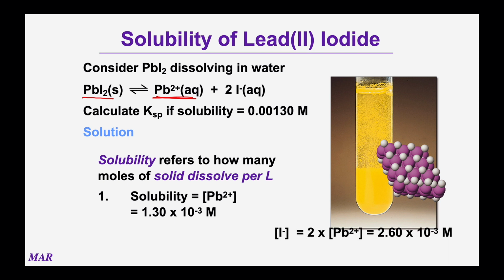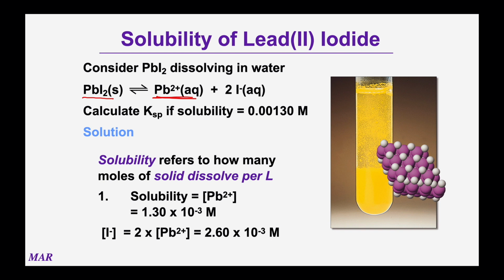The iodide is, of course, part of it too. Iodide will be twice the lead. Stoichiometry again, 2 I's for every 1 Pb2 plus. 2 iodides dissolve for every mole of PbI2 in the solubility. So iodide here is going to be 2.60 times 10 to the minus 3. Notice here again how stoichiometry of the balanced reaction is so important. 2 I minus per 1 lead, we multiply the lead by 2 to get the iodide, no problem.